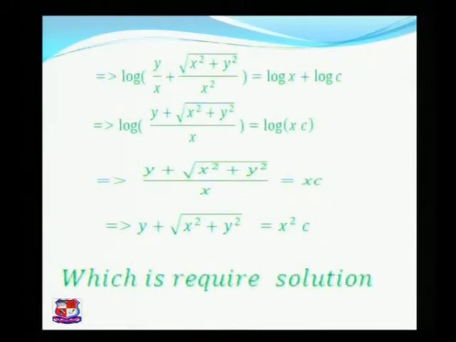So by replacing the value of t by y by x, and simplifying all these things, I will get the solution y plus root x square plus y square is equal to x square c, which is our required solution. So in this way we can solve the homogeneous differential equation.